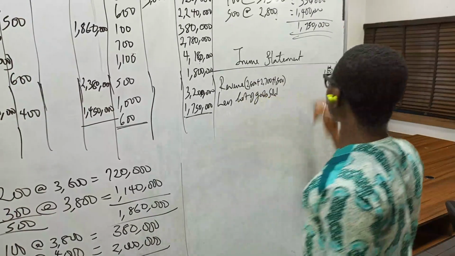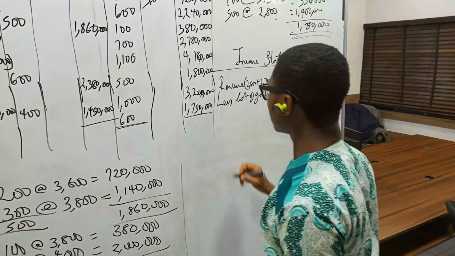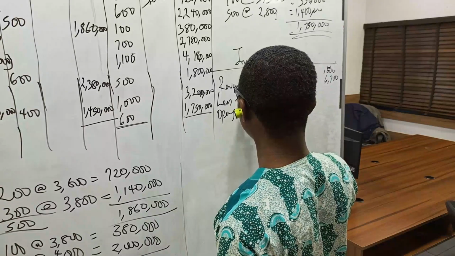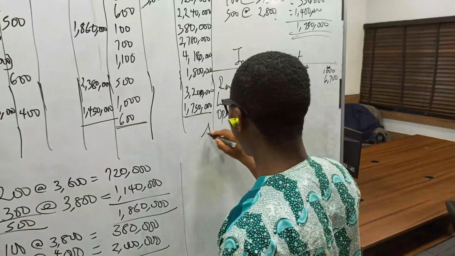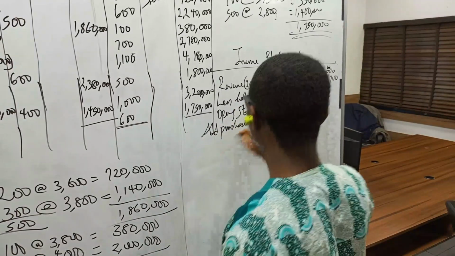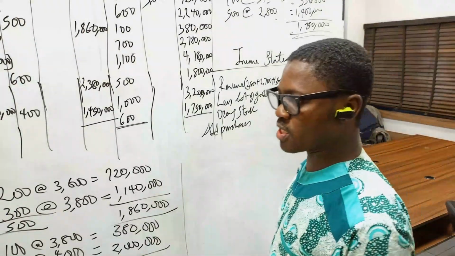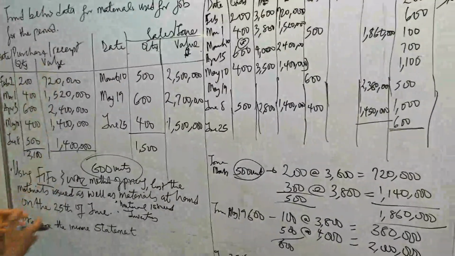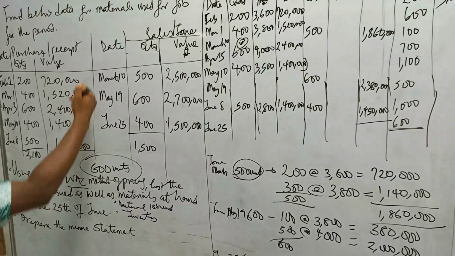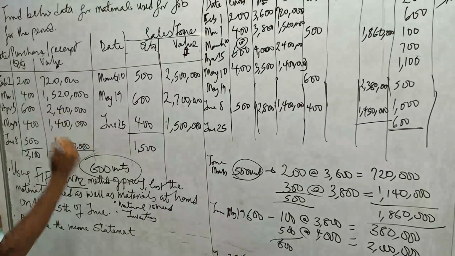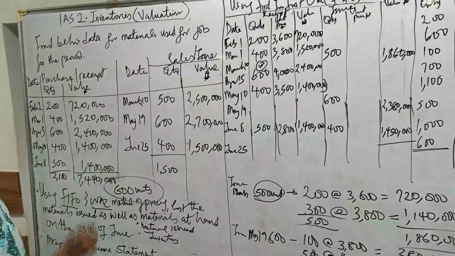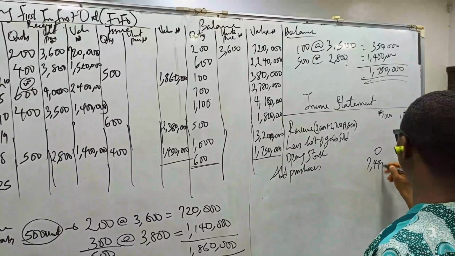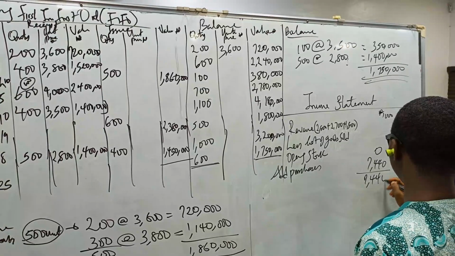To arrive at our cost of goods sold, we need to have our opening stock. In this case, we don't have opening stock. We add purchases. Do we have purchases in this case? Yes, we have purchases. What is our purchases? The total of this, because these are the receipts in the period. We add this plus this, add this, and we add this. We have 7,440,000 naira. Our purchases is 7,440,000 naira.